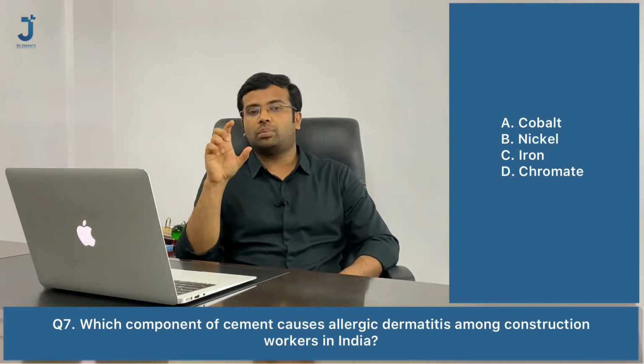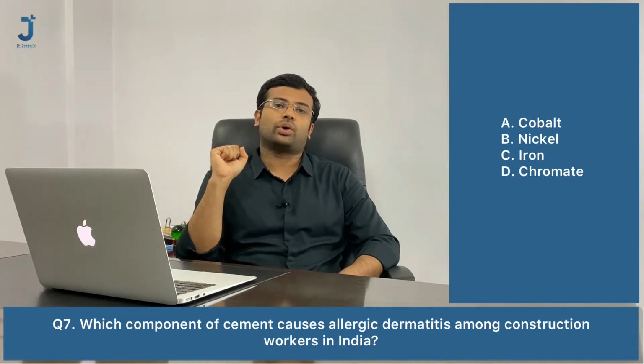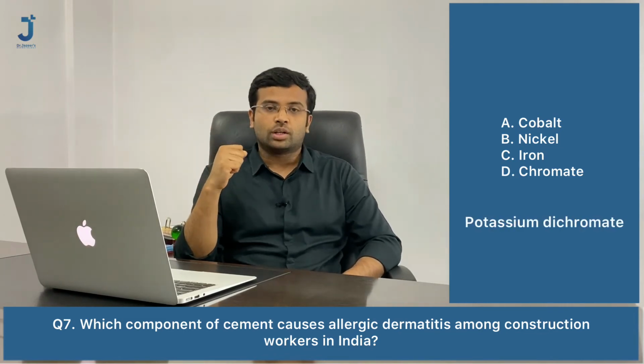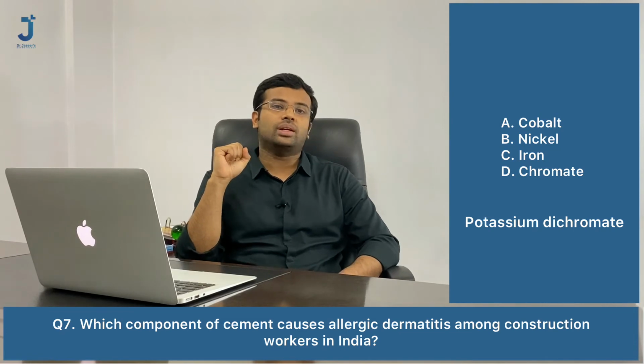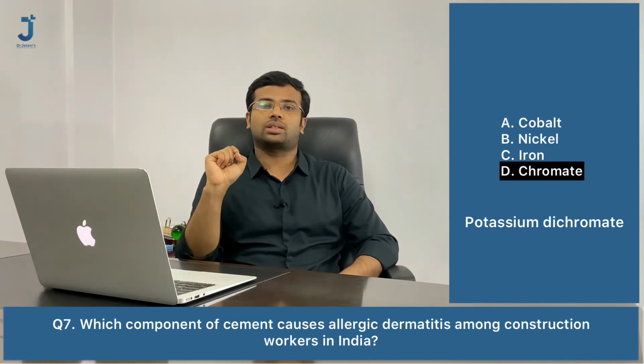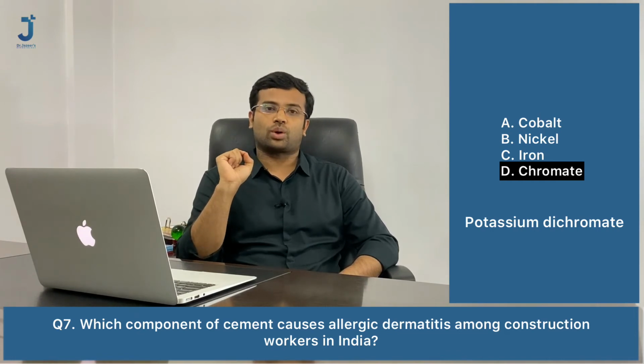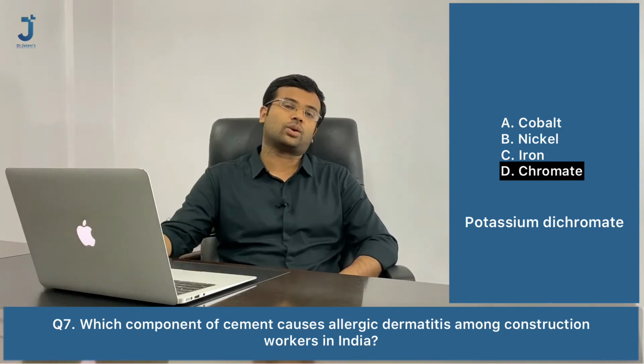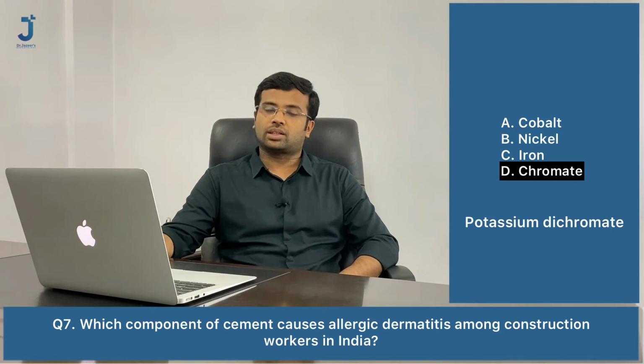So the main culprit in cement, please remember, is going to be potassium dichromate. So chromate, that is option D, is going to be the right answer. Potassium dichromate, which is present in cement, is the most common cause of occupational allergic contact dermatitis in construction workers. Okay. Now let's go to the next question.